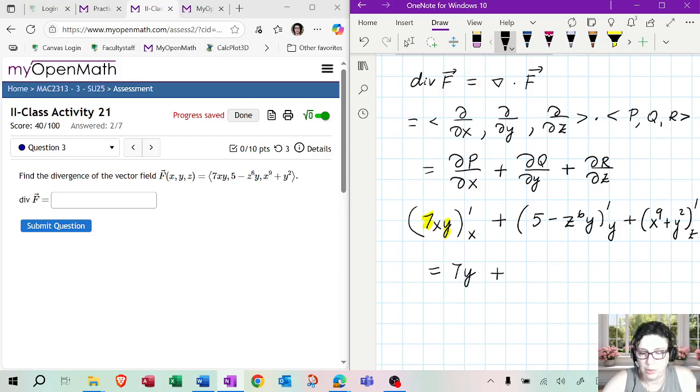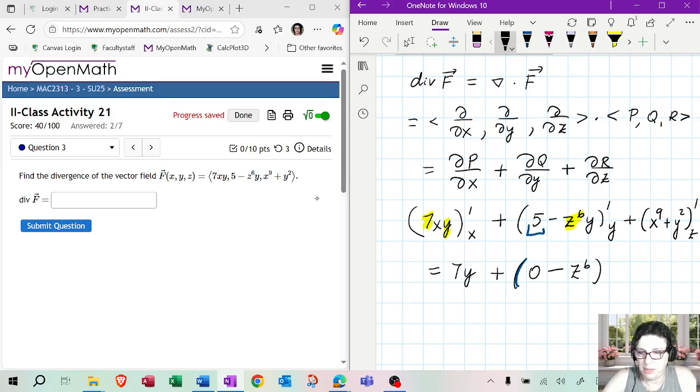Plus, now here we have a difference, right? So we're going to take this one first. What's the derivative with respect to y? Well, it's a number, so it's 0. Okay, 0 minus. Now z to the power 6 times y. So think of z to the power 6 as just a number, because it's just a constant. And so the derivative of constant times y is just that constant. So that's just going to be z to the power 6.